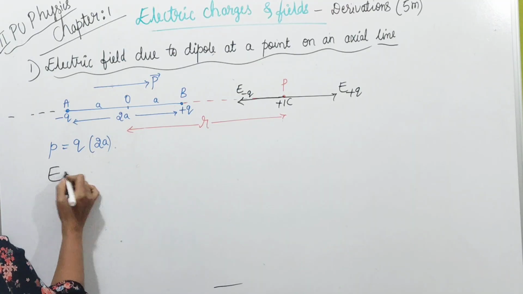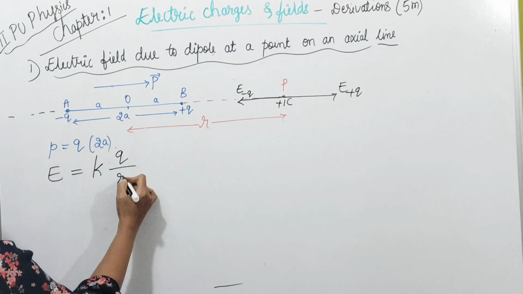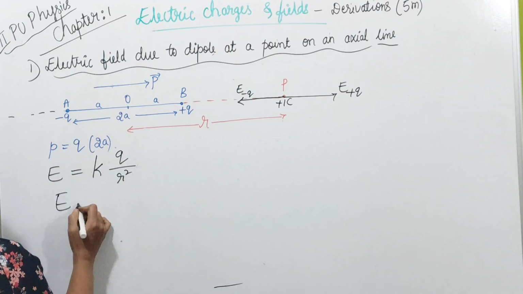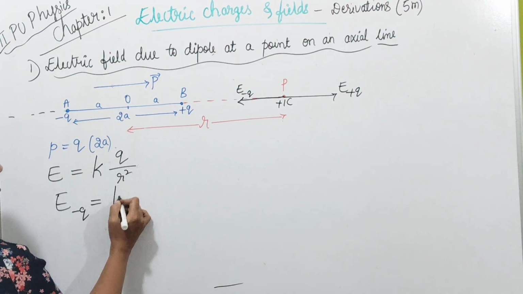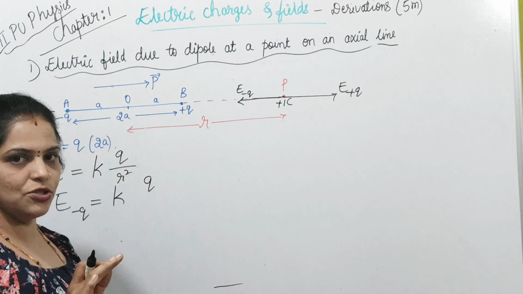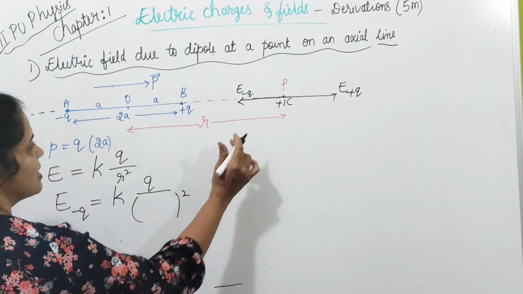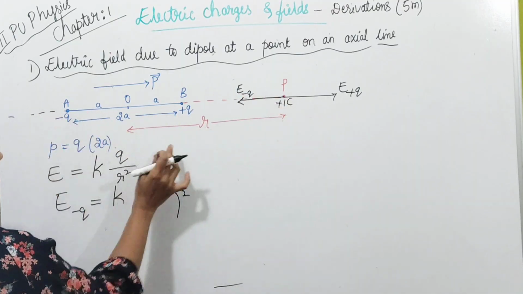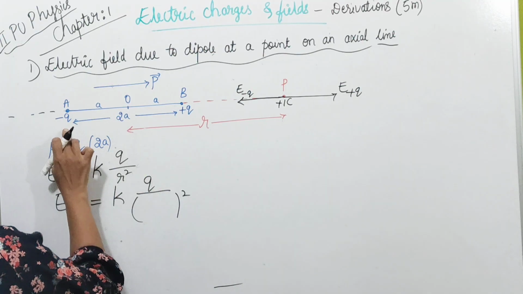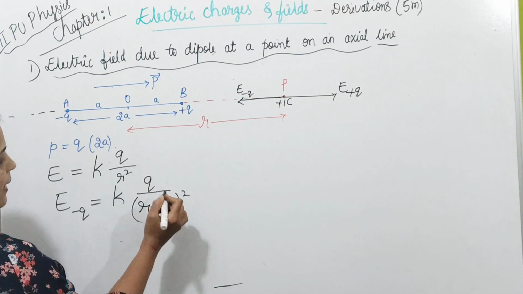Now let us write the expression for electric field. We know that it is constant K times source divided by square of the distance. This is the expression, right? Using this, let us write E minus Q. So it is constant K. Source is Q. See, even if it is minus, you should write only Q, divided by square of the distance. So what is the distance of point P from the source? Point P is at a distance r from the center. Center to minus Q is a. Then total distance is r plus a.